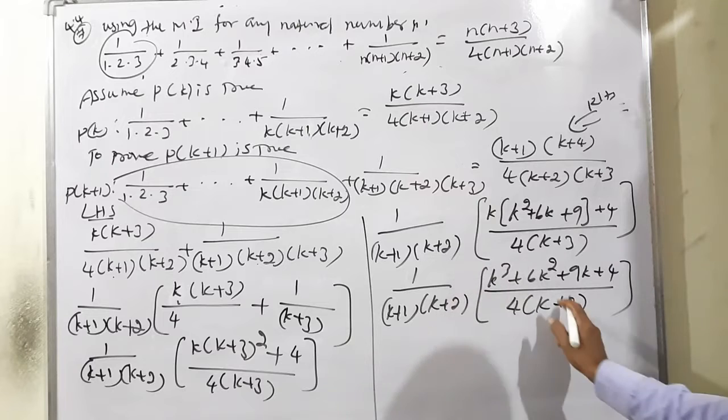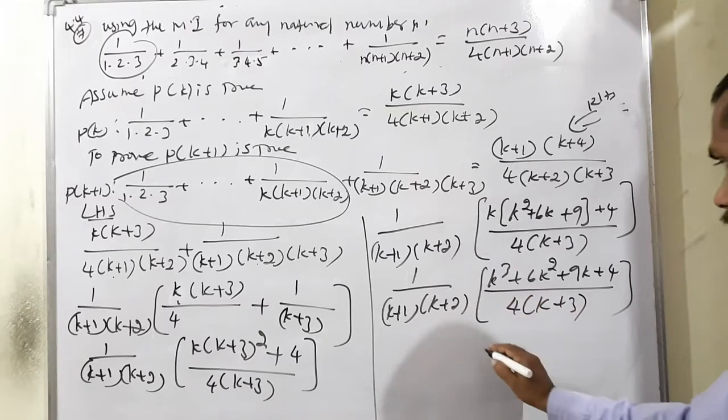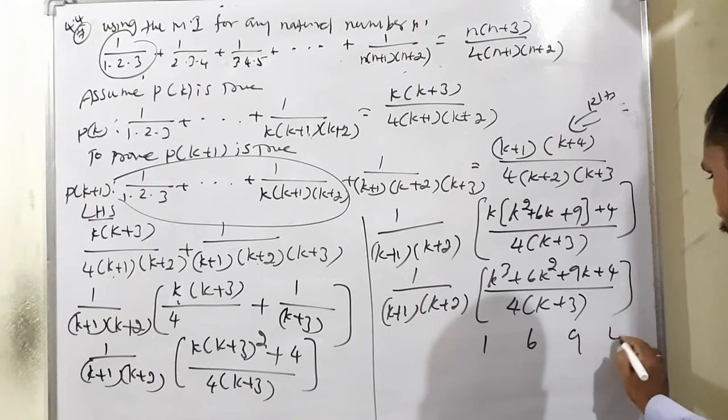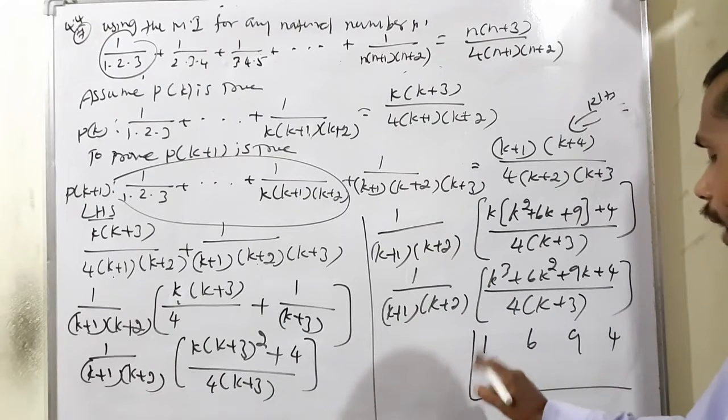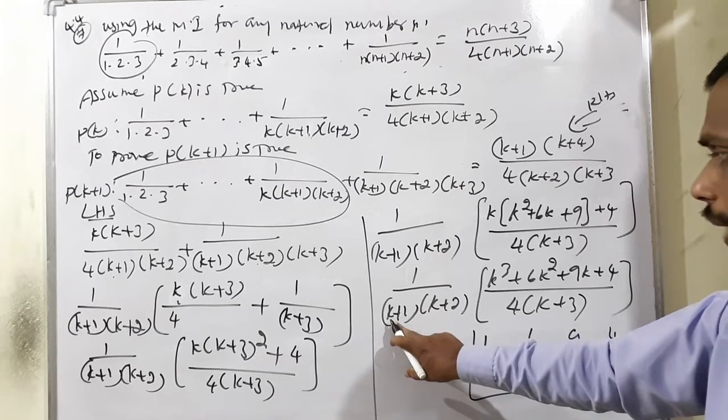Again we have to use the synthetic division method. Synthetic division, the values are 1, 6, 9 and 4. In synthetic division any one term will be cancelled. So the denominator already has K plus 1.